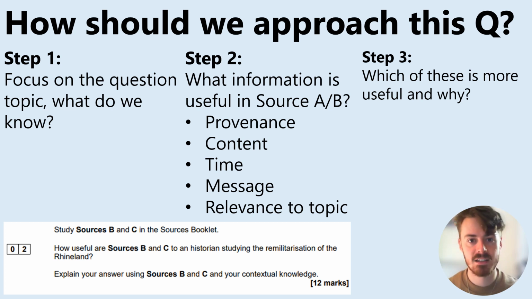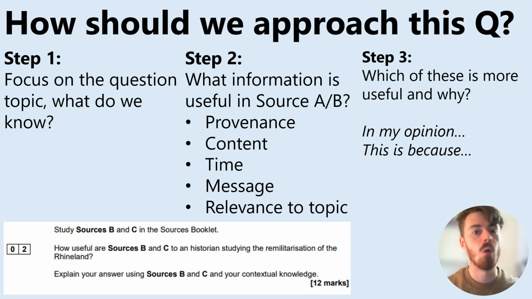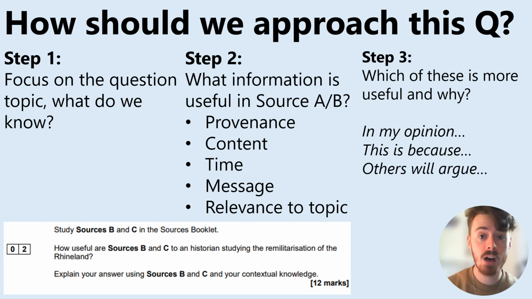There isn't a right or wrong answer, but what you need to do in your conclusions is follow a structure where you talk about both sides of the argument, not just yours, but an opposing side, and that you criticize it as well. So if you want to get your opinion across: in my opinion, source B is more useful to studying the remilitarization of the Rhineland. This is because it presents a wider scope of opinion compared to source C. So others will argue that source C is better for the reason that it's more relevant to the topic of Rhineland because it shows me how they remilitarized it.